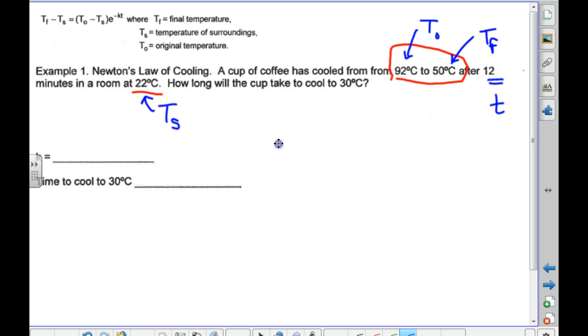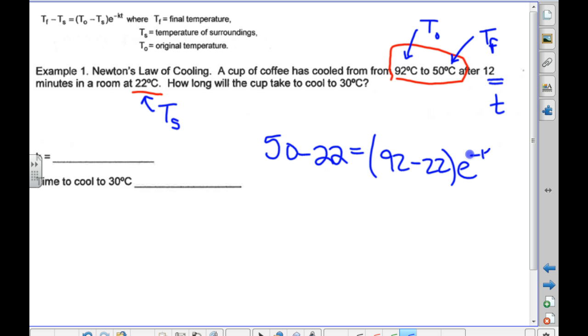So we're going to say the final temperature, which was 50, minus the surroundings, which are 22, has to equal the original temperature, 92, minus the surroundings of 22, times e to the negative constant that we don't know, times time, which is 12 minutes. All right, what's the algebra we need to do first?